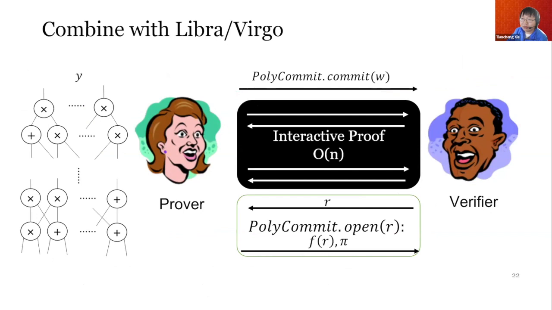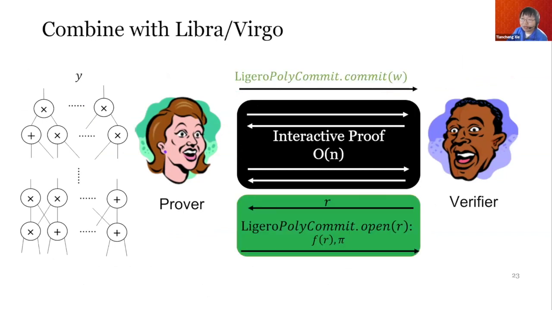In the Libra and Virgo paper, there is a polynomial commitment part and an interactive inner product proof part. The contribution of Libra is to reduce the interactive proof part to be linear, so it's no longer the bottleneck. The bottleneck is now the polynomial commitment. So instead of doing a traditional polynomial commitment, we can use the Ligero polynomial commitment, and it will speed up the protocol by 2 or 3 times.